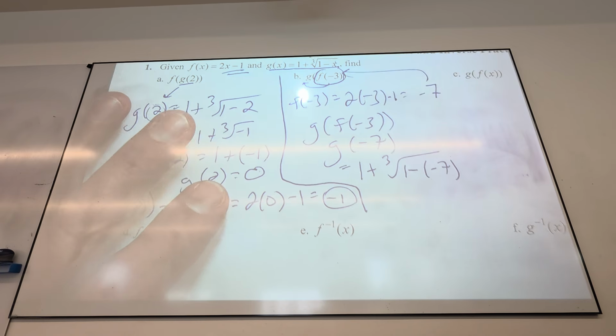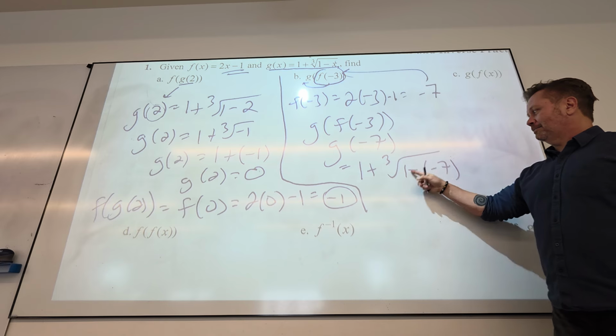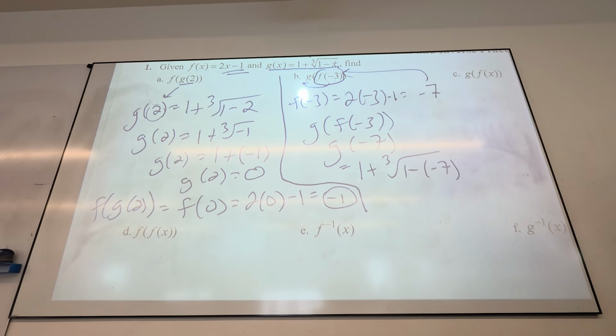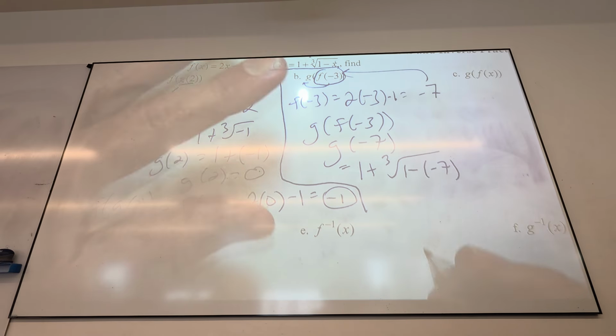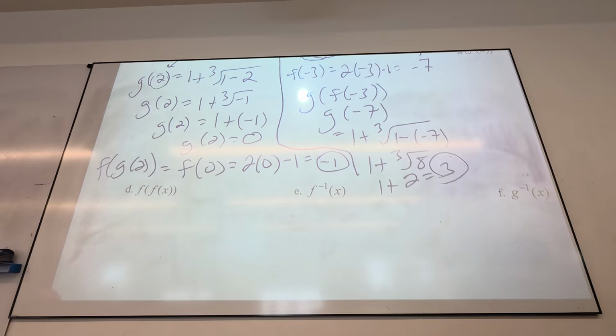What's 1 minus negative 7? 8. What's minus a negative? Plus. So what's 1 plus 7? 8. Okay. So that means 1 plus the cube root of 8. What's the cube root of 8? 2. What's 2 plus 1? Three. Exactly. That's where trees came from, kids. A lot of people added 1 and 2.